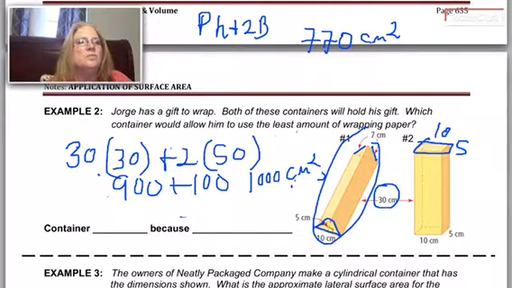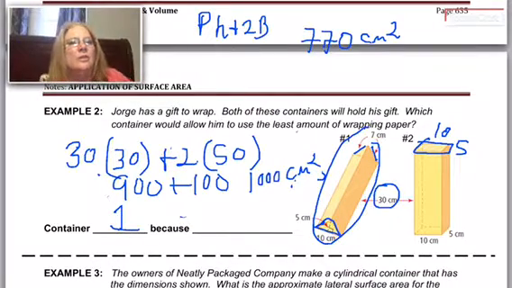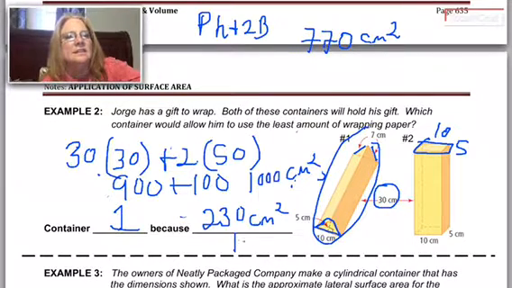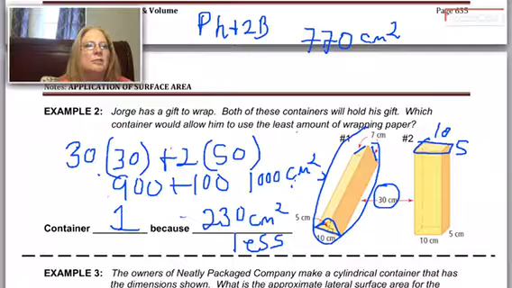So in this one, it's pretty obvious that container 1 is the better container, because the surface area of this one is 230 centimeters squared less than figure 1. So if we're trying to minimize the surface area, we would want to use the first one as the better packaging option.